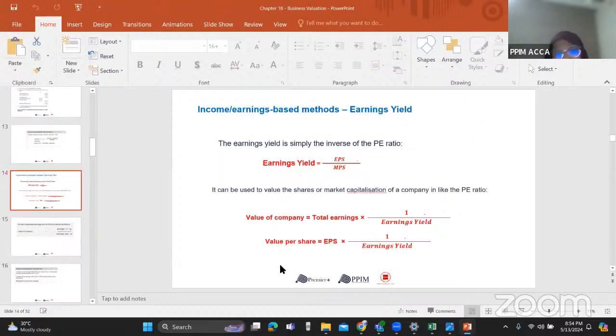Then there is another method called the earnings yield method. It's similar to PE ratio. It's just the inverse. Okay. Now PE was MPS over EPS. Earnings yield is EPS over MPS. So if you want the value of the company, it will be the total earnings into 1 over the earnings yield. Inverse of PE ratio, PE was earnings into PE. So this will be 1 over the earnings yield.